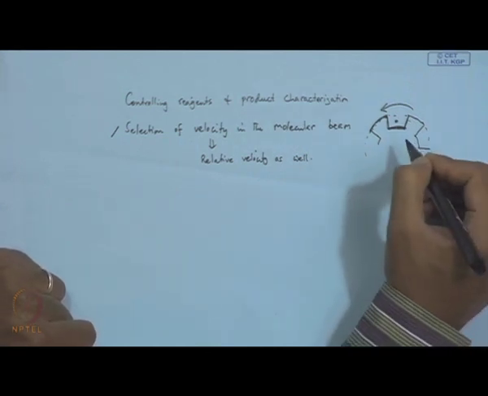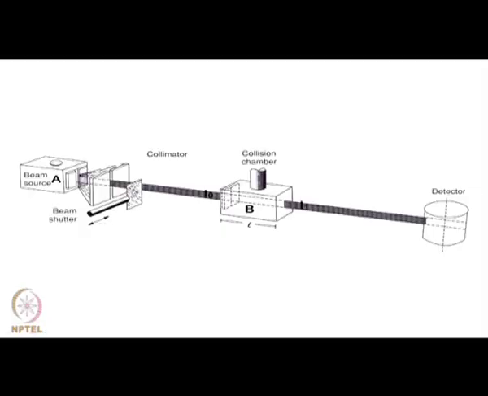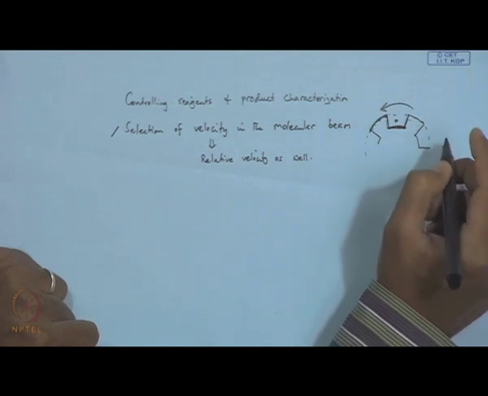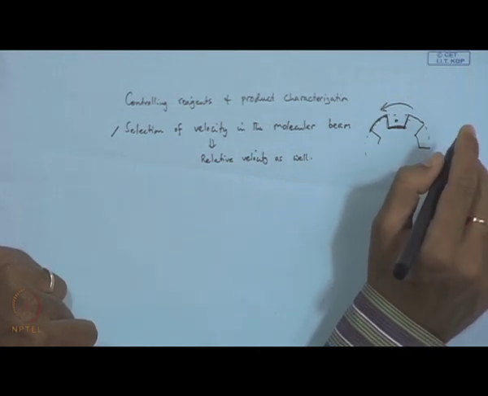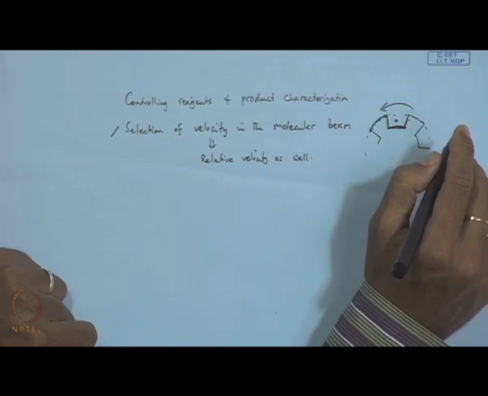So this way you can select. So that is one mechanism. Although the beam is completely blocked by this, if you can replace this with a chopper, you can select different speeds, okay. That is one thing.